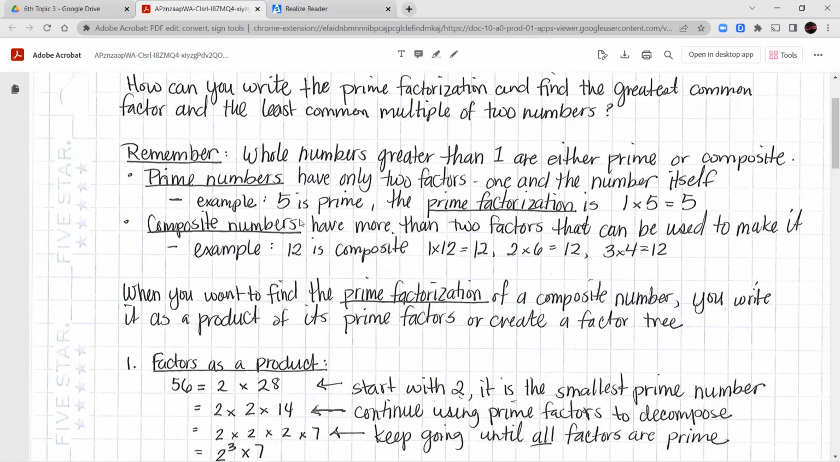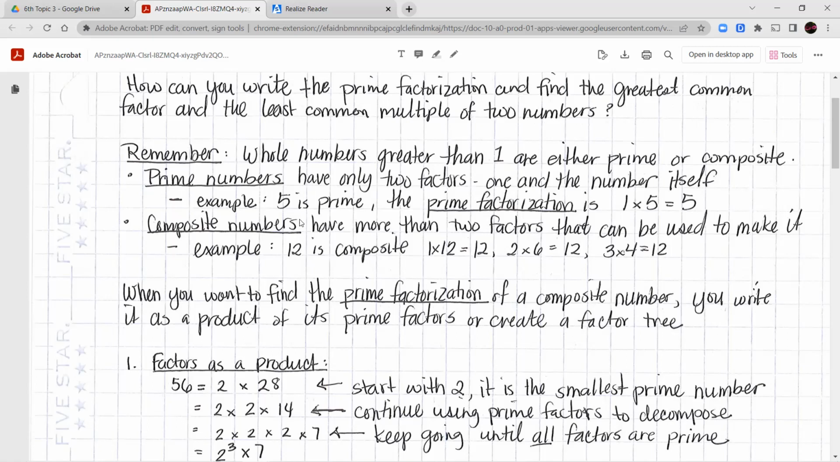7 is another one. Now, I know there's a pattern here where you're seeing that these are all odd numbers so far, but not all odd numbers are prime. 9 is an odd number, but we can make 9 by doing 3 times 3. 15 is an odd number, but we can make 15 by 3 times 5 or 1 times 15. So a prime number can only be made by multiplying the number itself times 1.